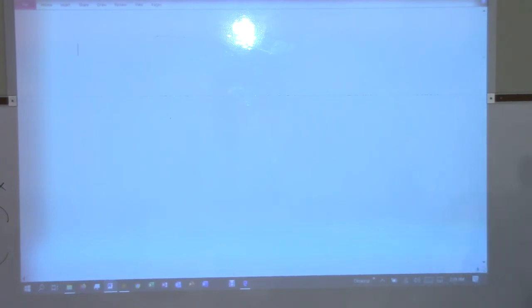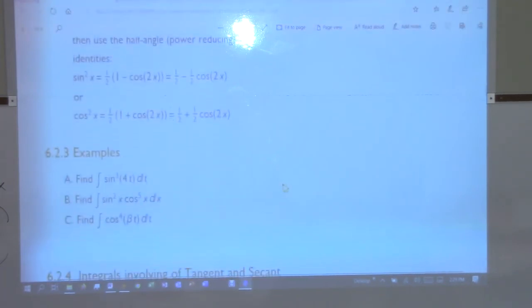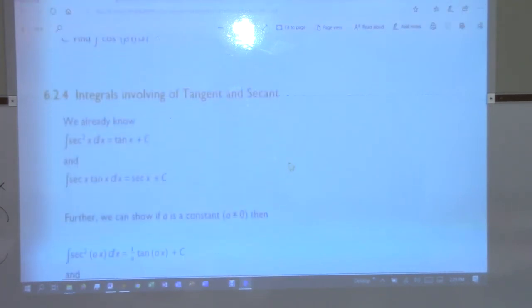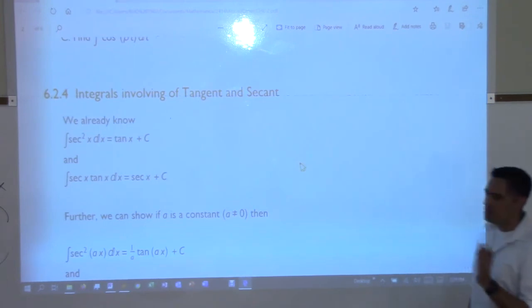All right, there's still more. We still have 10 minutes. So what if we have integrals involving tangent and secant? Okay, so far we just looked at sine and cosine. What about tangent and secant?